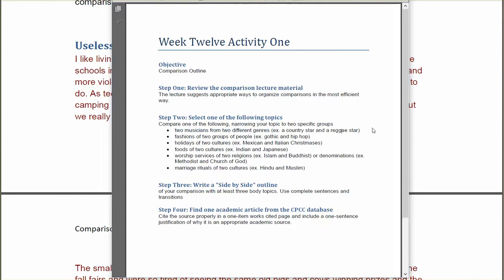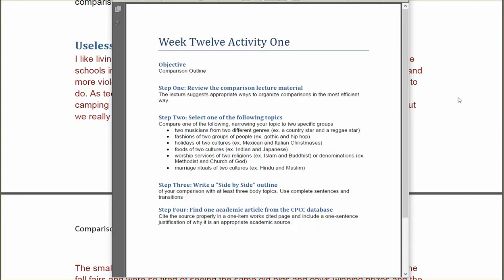So maybe I'm comparing, oh gosh, can I even think of a country star? I don't know any of the contemporary ones. Maybe Johnny Cash and Bob Marley. Okay, so that's my country star and my reggae star. In what way am I comparing them?